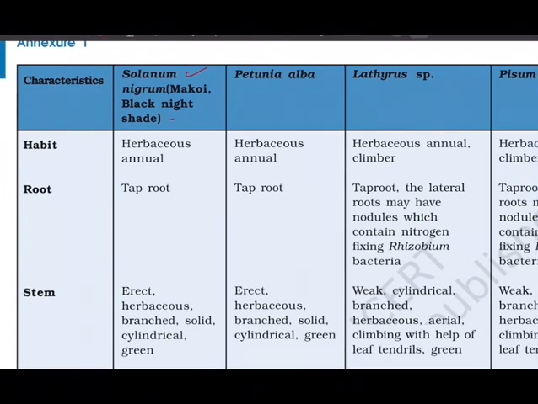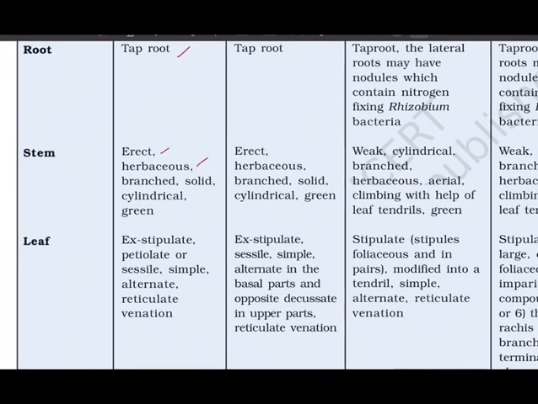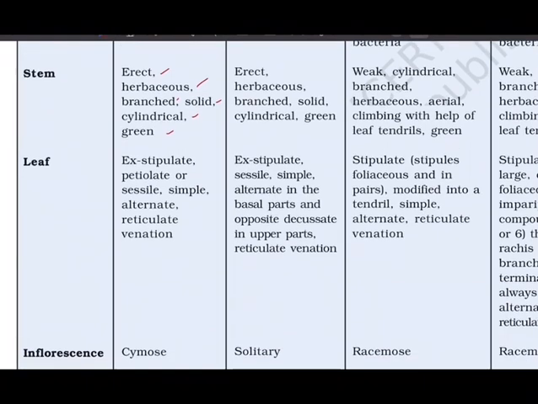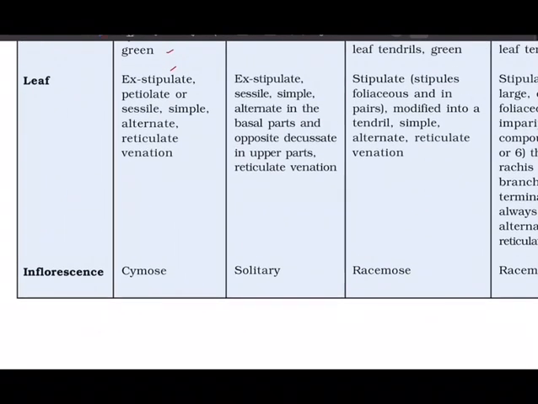Habit: it is a herbaceous and annual plant. Root system, if you see, is a taproot. And the stem is erect, herbaceous, branched, solid, cylindrical and green. Leaf: exstipulate, there are no stipules. Petiolate, petiole is there. Simple leaf and alternate arrangement. Reticulate venation. And then inflorescence: cymose inflorescence.